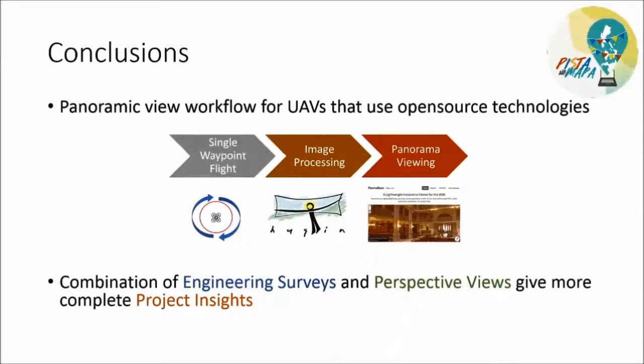So in conclusion, we have seen how we can use open source technologies in generating panoramic views from images. The detailed workflow was demonstrated wherein Hugin was used to stitch the images and Pannellum API was used to render the panorama in a web browser. Hopefully, we have also realized that combining information derived from base maps with those from perspective views give a more complete data story of our project site.